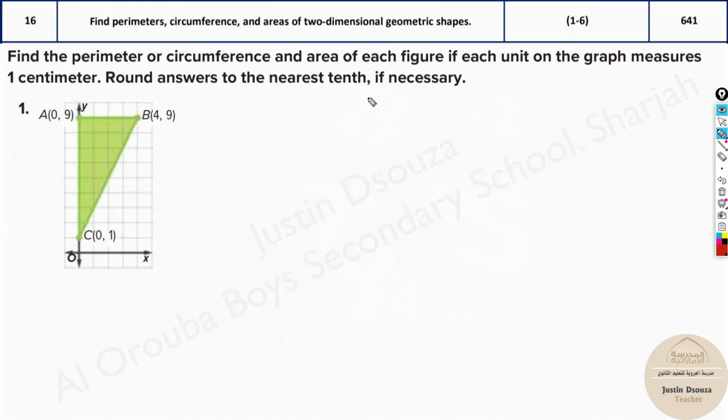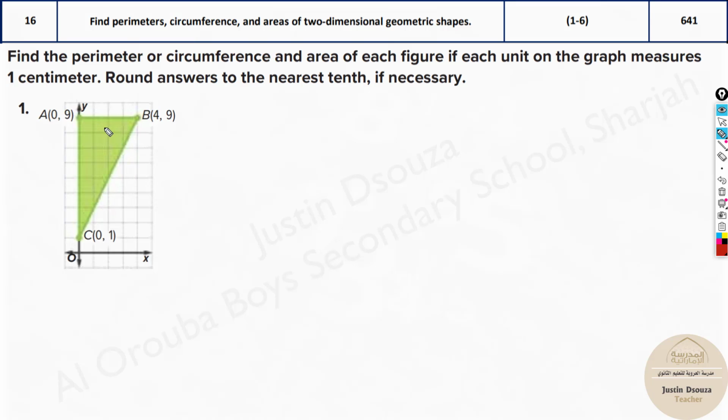tenth. Nearest tenth means just write one digit after the decimal point. If your answer is 7.234, you should just write 7.2. Okay, round it off just to one decimal point. That's nearest tenth. Now let's solve this problem.